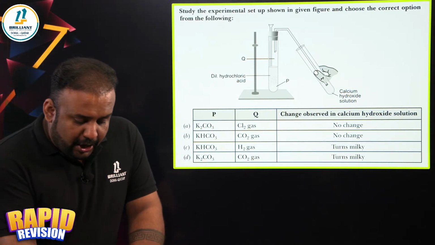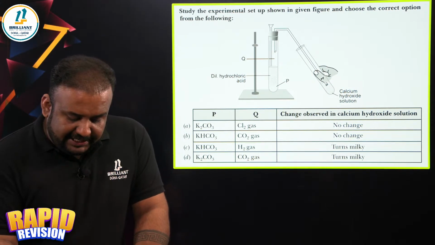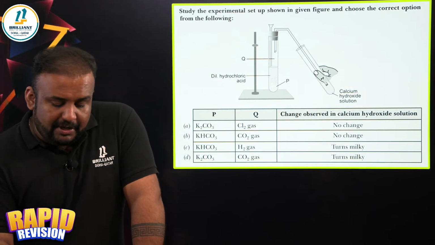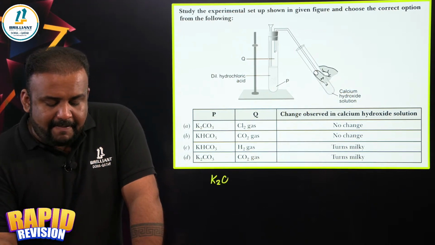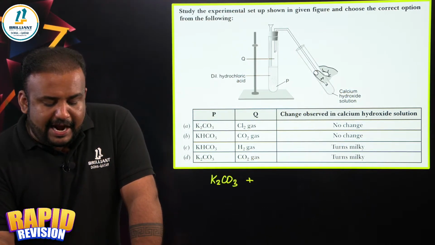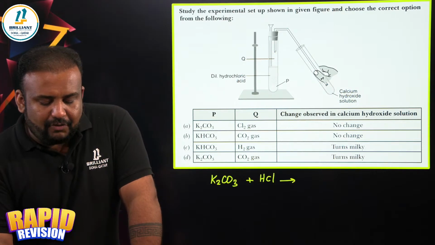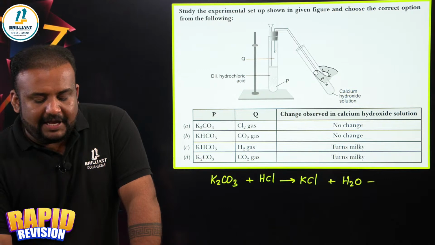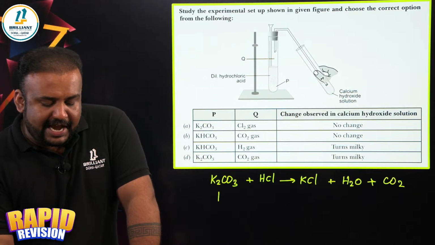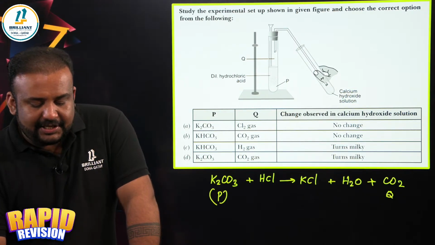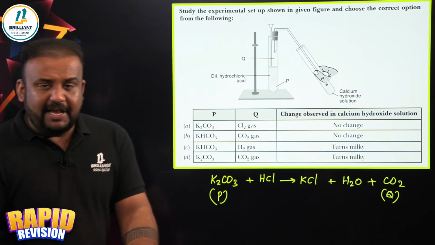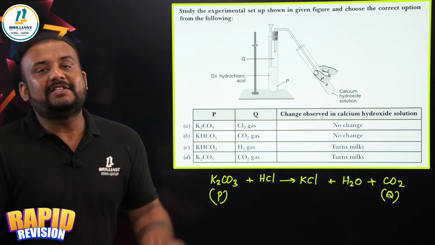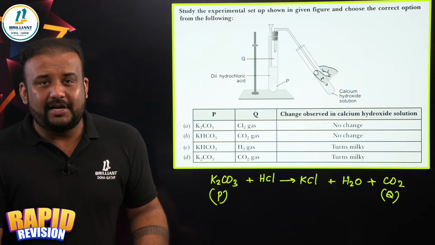Let's check. Option D says potassium carbonate and the gas is carbon dioxide. Possible, because potassium carbonate is a metal carbonate and you add it into dilute hydrochloric acid. What's going to happen? KCl plus H2O plus CO2. So this can be P, the gas is Q, carbon dioxide, and it is being passed into calcium hydroxide solution. What's that called? Calcium hydroxide solution is called lime water, right?